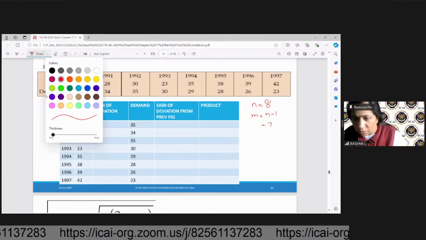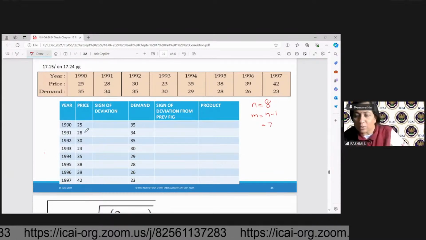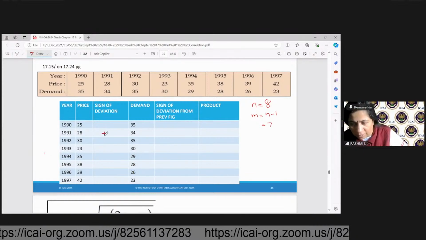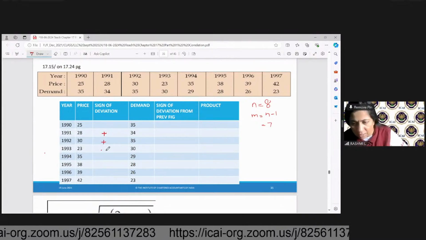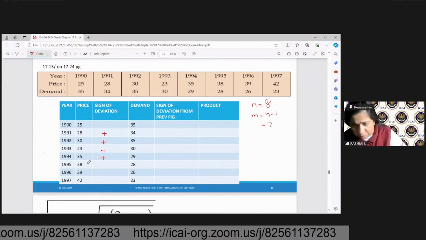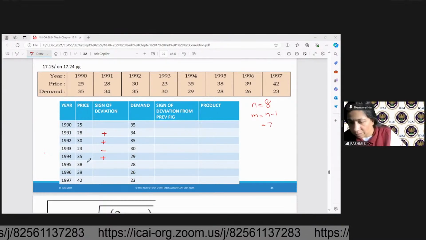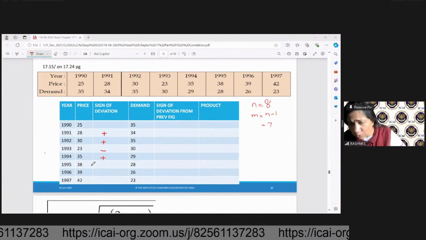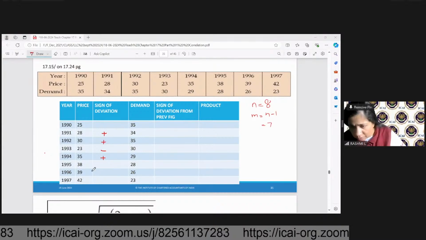So now we have to see, 25 to 28, is it a positive? Yes. 28 to 30, positive. 30 to 23, negative. 23 to 35, positive. 35 to 38, we've done positive.